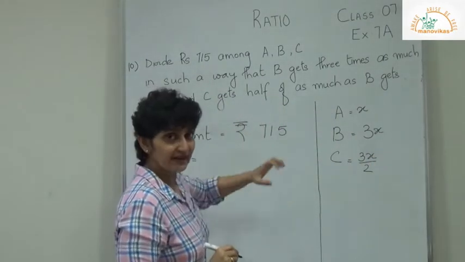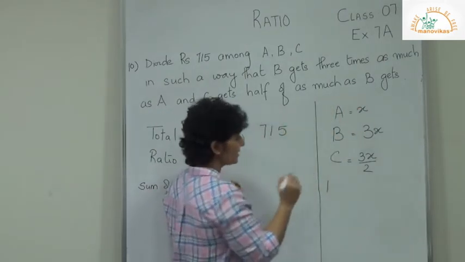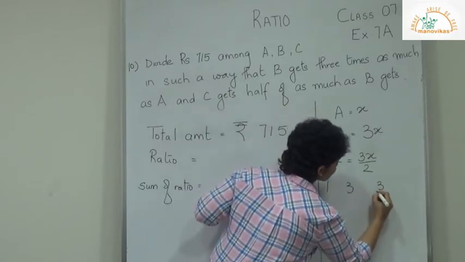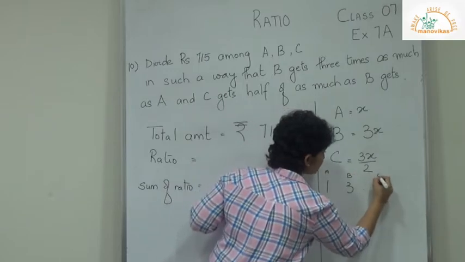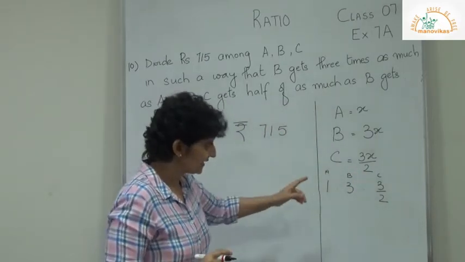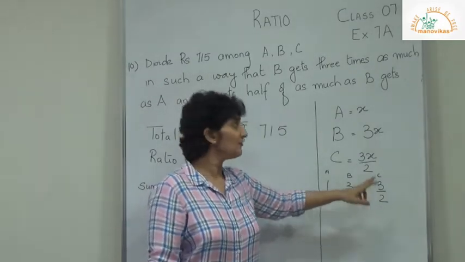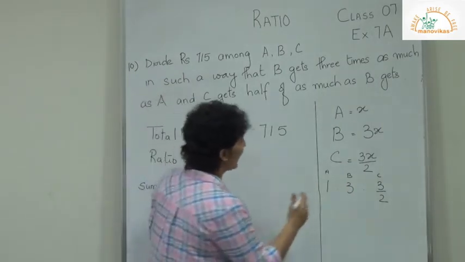Now let's take our ratios. Let's ignore the x. So my ratios would be 1 is to 3 is to 3 upon 2. This is what A gets, this is what B gets, and this is what C gets. Now children, this is in the form of a fraction. So first I need to find my LCM.